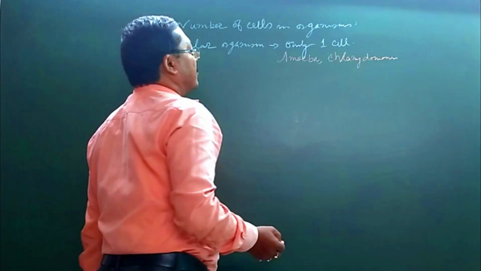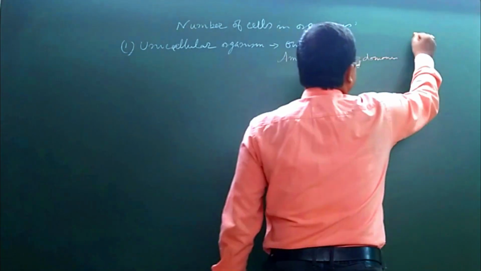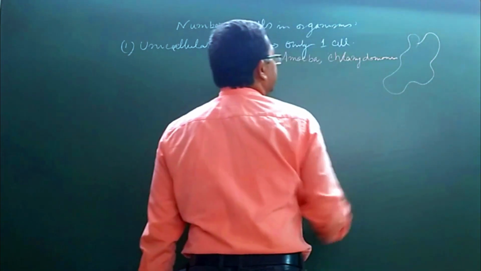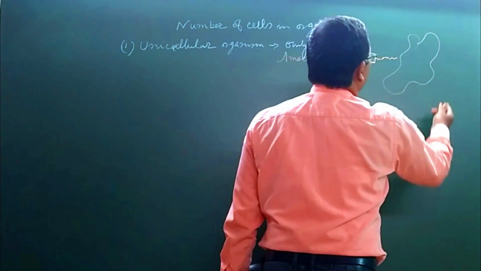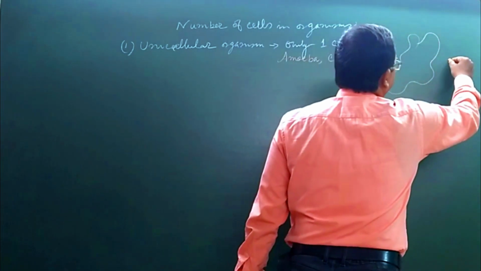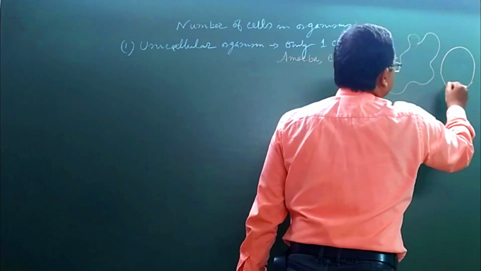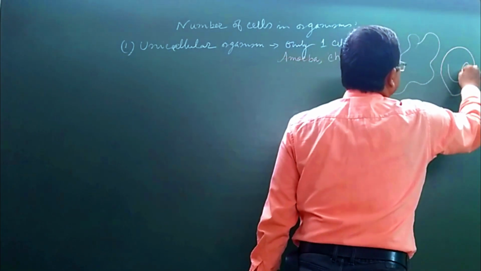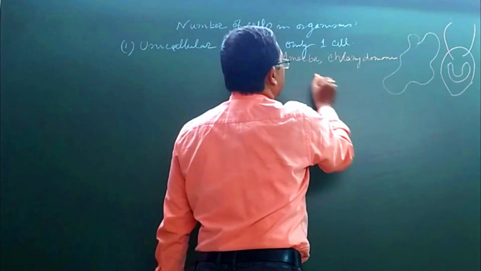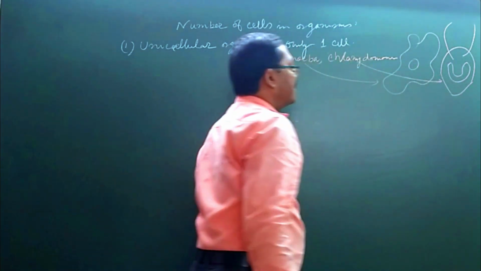Amoeba, chlamydomonas. These are unicellular. Amoeba is irregular in shape. They have pseudopodia by which it can move from one place to another. And chlamydomonas, this is the cell of chlamydomonas. This is the amoeba, and this is the chlamydomonas.